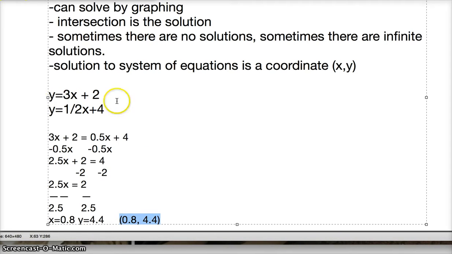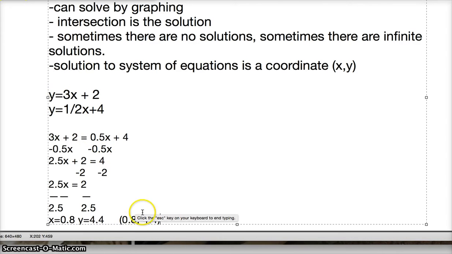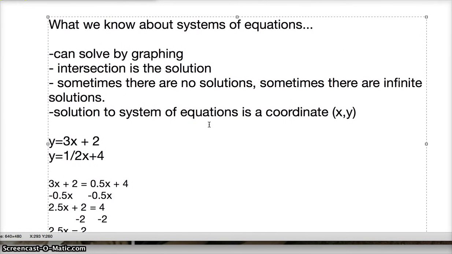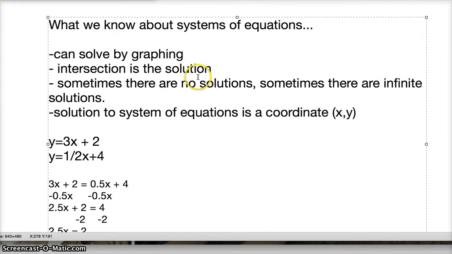But if we were to have tried to graph these two lines, we probably wouldn't have been able to be this accurate. Remember that this coordinate right here is the only coordinate that makes both of these equations true. And if you want to, you can check it. Plug them both in and check to make sure that both of these will always be true. And they will. But I just wanted to give you this quick little background information on how to solve what we know about systems already and how to begin to solve them algebraically.